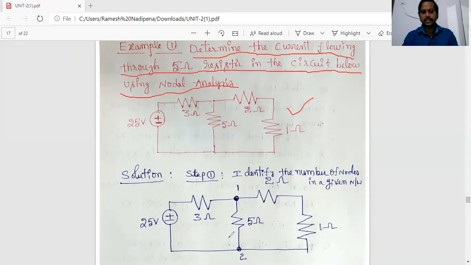Let us consider the given electrical network. Now identify the number of nodes. How many nodes are there? Node means we always prefer principal nodes. The definition of a principal node is the interconnection of more than two elements. Here the 3 ohm resistor is one element, the 2 ohm resistor is another element, and the 5 ohm resistor is the third element. The interconnection of these elements is a node. So this is the principal node. Simple.